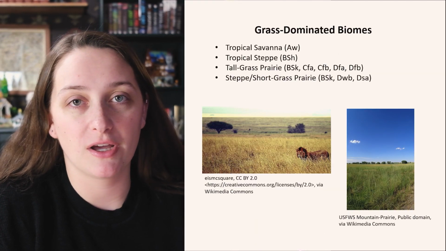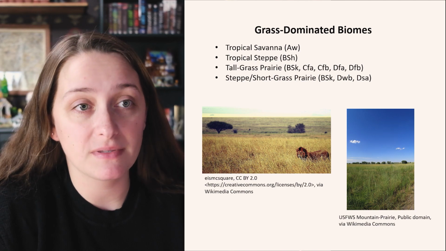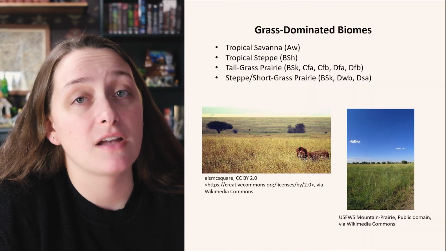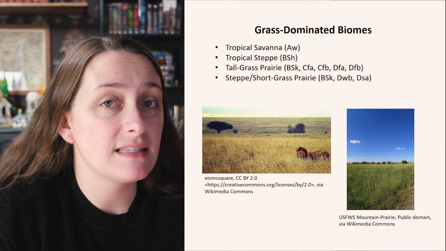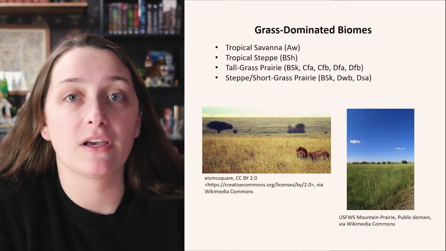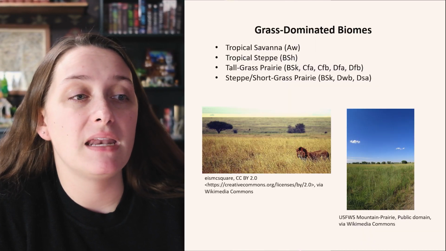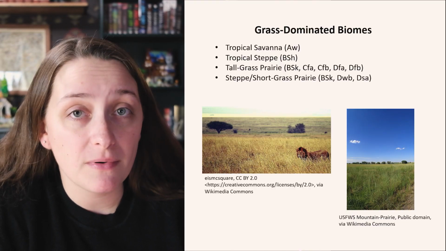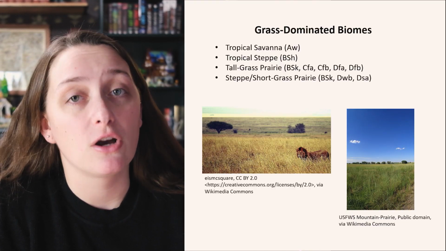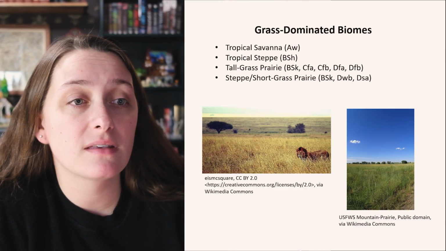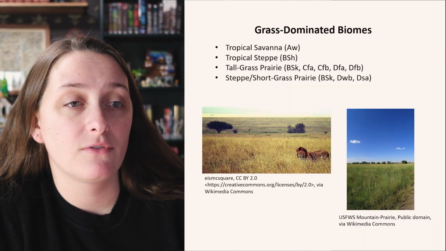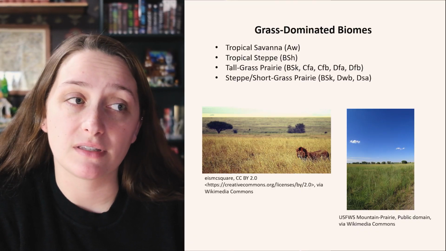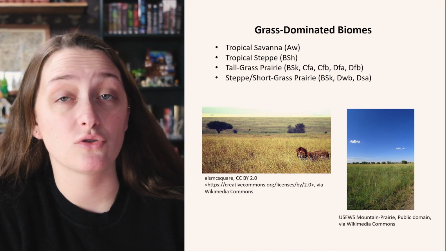The next category that we're going to map is going to be our grass-dominated biomes. These are going to be large open areas dominated by grasses, typically because there's not enough rainfall for trees. There's going to be a lot of grazing animals, and again, fire risk because we're still looking at lower precipitation. Many are going to have really rich soils that can be used for agriculture, and because of all the grasses, you see a lot of herbivores. You tend to find some of the largest land animals on Earth in these biomes. And we will be looking at 4 subtypes of grass biomes. The first 2 are tropical and the next 2 are temperate. So we have tropical savanna, tropical steppe, tall grass prairie, and steppe or shortgrass prairie.